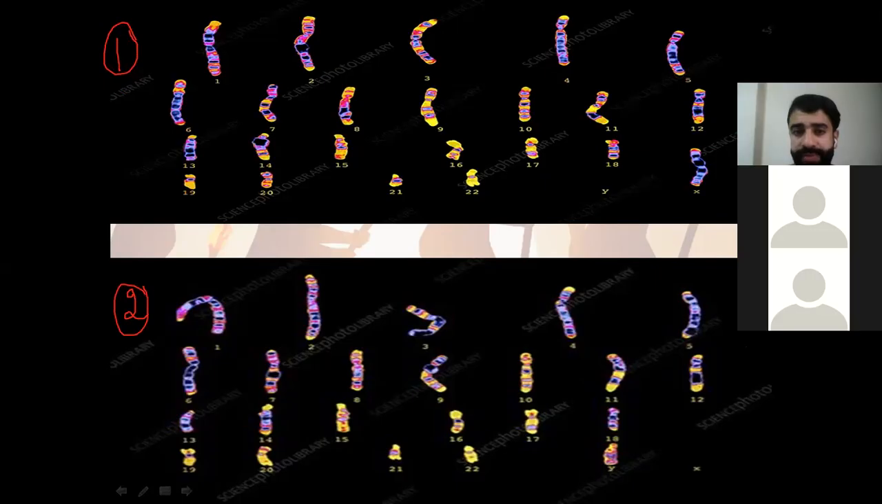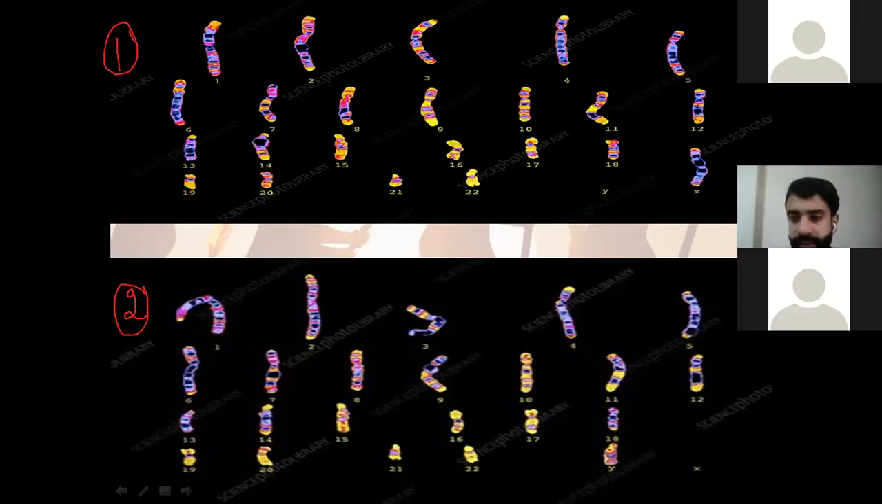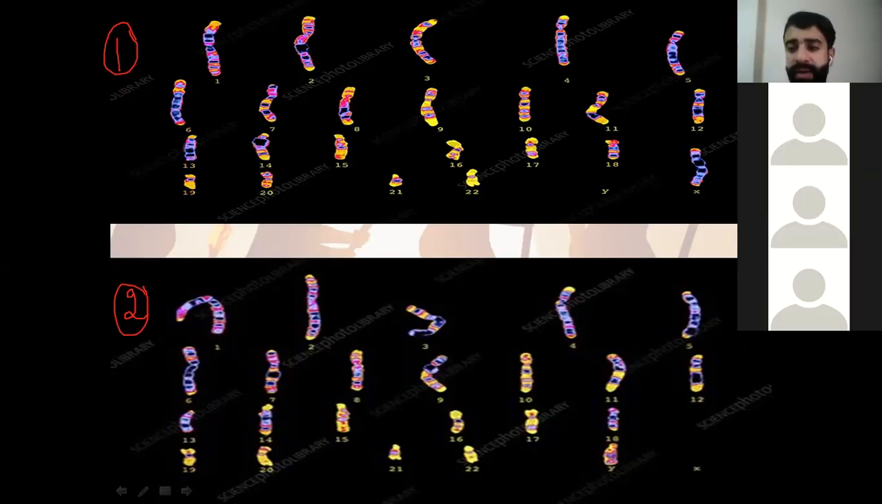Ran, what do you think? Okay, I think Rain can't hear me. Lynn, yes. Can you give the chromosomal formula for the first karyotype?